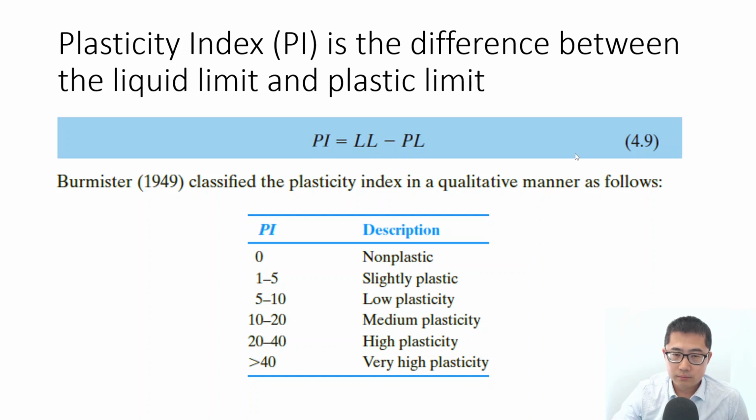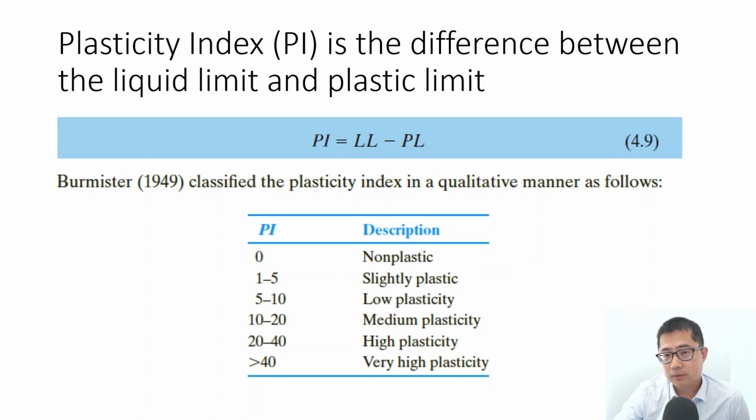So the first definition out of the LL and PL is the plasticity index, or PI. Here I want to say we talked about the inconsistencies of units and definitions across civil engineering. And here is another example: specifically in geotech, though LL and PL both are moisture content.